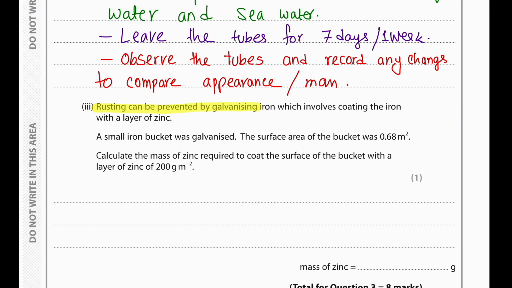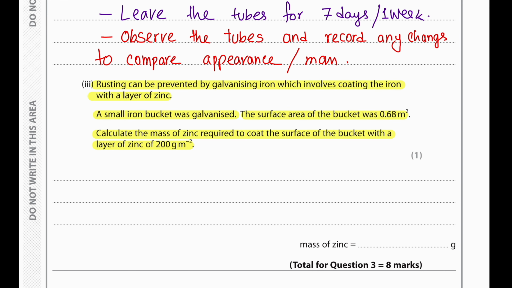Rusting can be prevented by galvanizing iron, which includes coating the iron with a layer of zinc. A small iron bucket was galvanized. The surface area of the bucket was 0.68 meters squared. Calculate the mass of zinc required to coat the surface of the bucket with a layer of zinc of 200 grams per meter squared. Since we are going to need 200 grams per meter squared and our surface that we need to coat is 0.68, we need to multiply both of them. This will give us 136 grams.